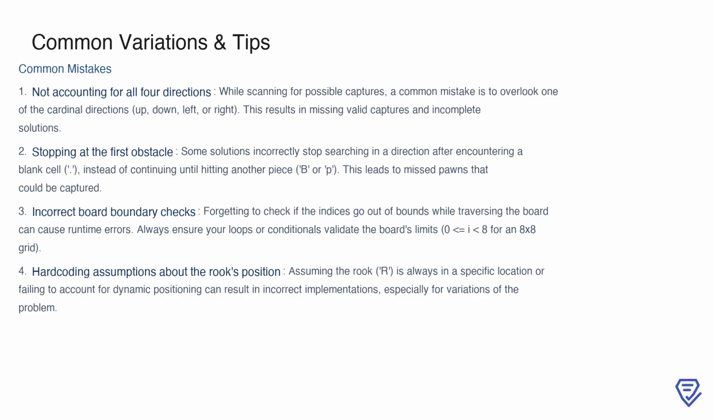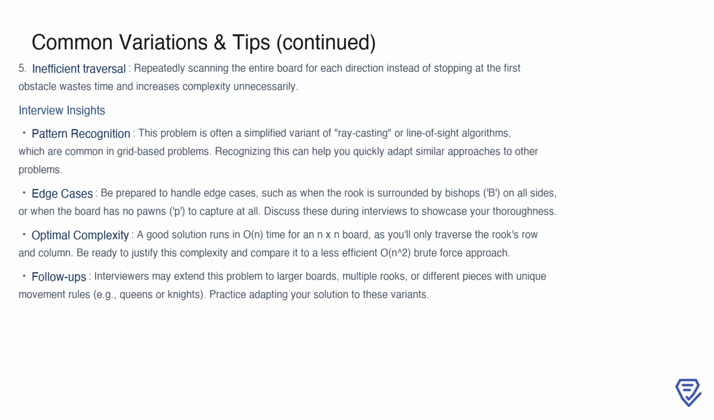Additionally, forgetting to validate board boundaries can cause runtime errors. Since this is an 8 by 8 grid, you need to ensure that your indices remain within the range of 0 to 7 at all times. Lastly, avoid hard-coding assumptions about the rook's position. The problem often involves dynamic positioning, so your solution must be flexible enough to handle any valid starting location for the rook on the board. Inefficient traversal is another pitfall to avoid. Scanning the entire board repeatedly for each direction is unnecessary and can significantly increase the time complexity of your solution. Instead, you should stop as soon as you encounter the first obstacle in each direction.